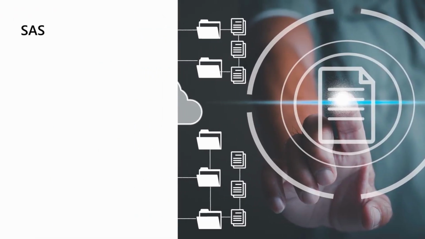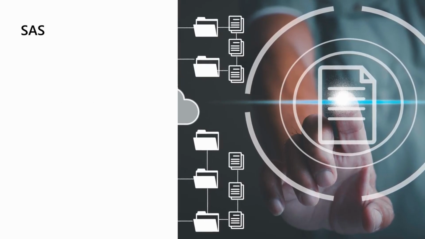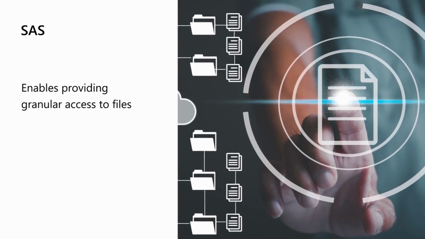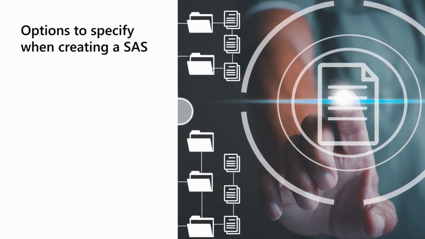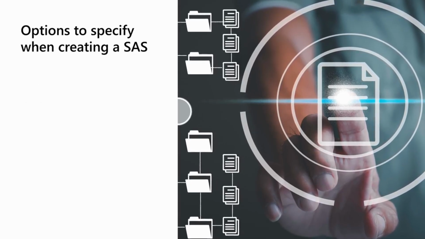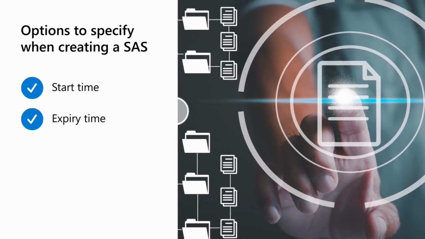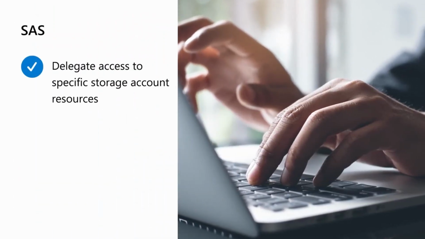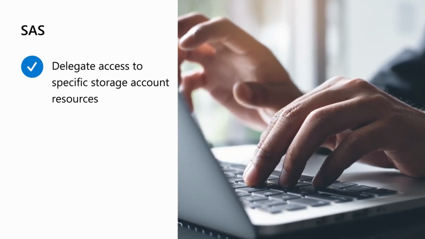Another option for authorizing requests to Azure Storage is SAS. Using SAS, you can provide granular access to files in Azure Storage, such as read-only or read-write access. When creating a SAS, you can specify various options you can control. These options include start time, expiry time, and permissions. You can provide SAS to clients to delegate access to specific storage account resources when you do not trust these clients with your storage account key.